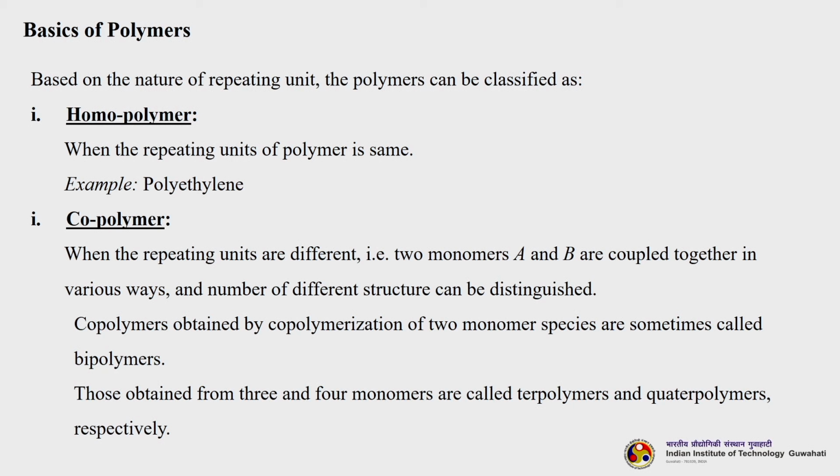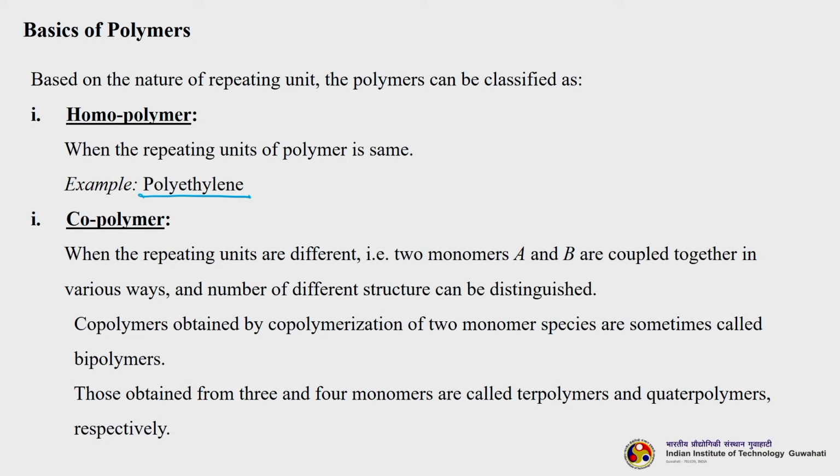When the repeating units of the polymer are the same, then it is a homopolymer. Polyethylene is the best example of this. All the monomers of the polymer are of the same nature and origin. In a copolymer, the repeating units are different. That means two monomers A and B are coupled together in various ways and a number of different structures can be distinguished. Copolymers obtained by copolymerization of two monomer species are sometimes called bipolymers. Those obtained from 3 or 4 monomers are called terpolymers and quaterpolymers respectively.